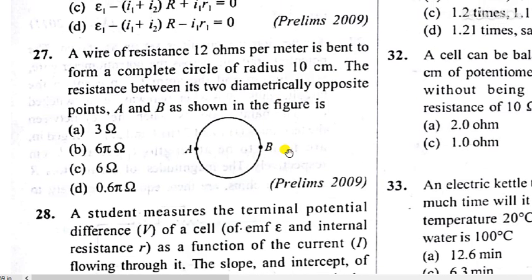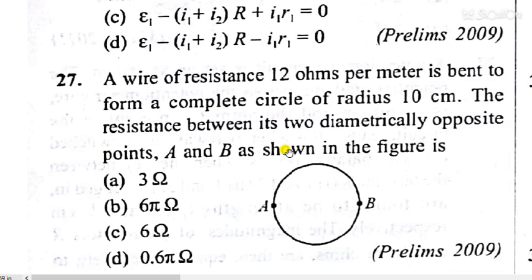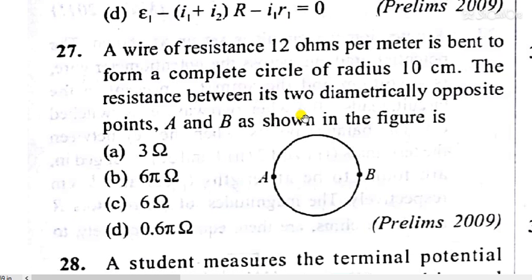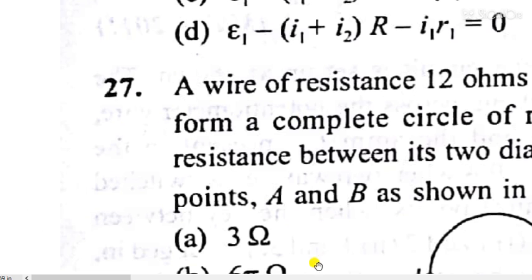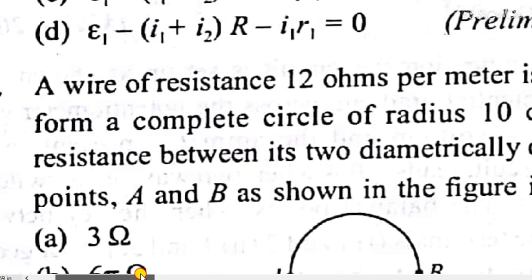Question number 27, you can see: a wire of resistance 20 ohm per meter is bent into a circle of radius 10 centimeter. The resistance between the two diametrically opposite points A and B is. So students, this is not a common question basically. This is not a common one. It is a very interesting question. It seems like a basic question, but it is very complicated.